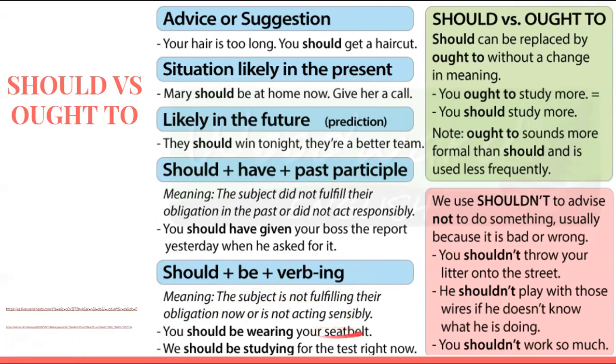All right. In this case, in the first sentence, the subject is not acting sensibly, because maybe they can have a car accident. So it's very important. And the second one is that they are not doing their obligation, right? We should be studying for the test right now, but maybe they're doing something else. Maybe they're watching TV. And well, these are all of the uses of should.